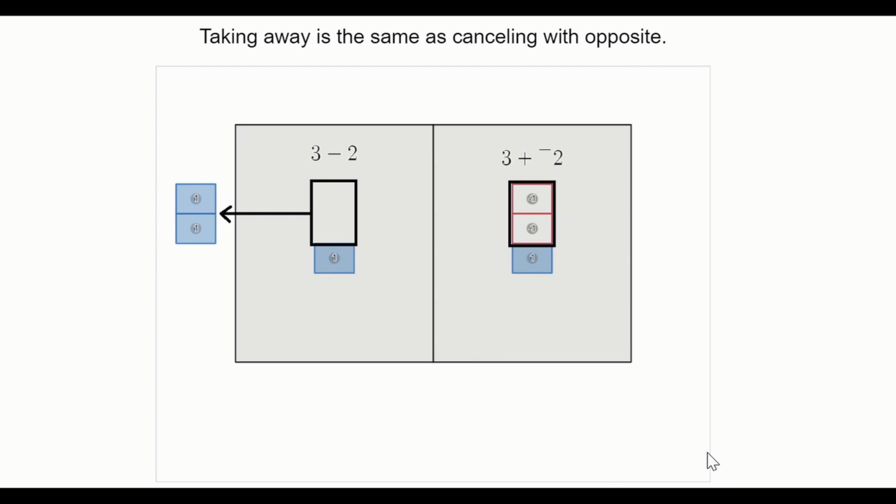So to summarize, hopefully you saw a relationship between subtraction and addition. It turns out that taking away is the same as canceling with the opposite. When I subtract tiles, when I remove tiles off the mat, they disappear. And when I cancel, when I use the opposite to make 0 pairs, they also disappear. So subtracting makes things disappear, and canceling with the opposite also makes things disappear.